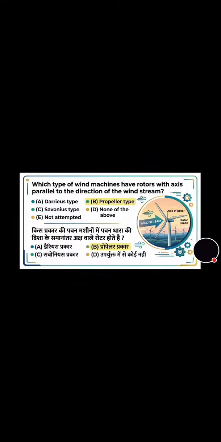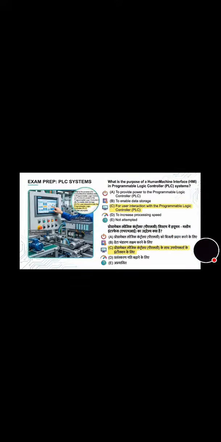Now move towards the next question. Which type of wind machine have a rotor with axis parallel to the direction of wind stream? And its correct answer is option B, that is propeller type. Now move towards the next question, that is on the screen. What is the purpose of human machine interface in programmable logic controller systems? And its correct answer is option C, for user interaction with PLC.